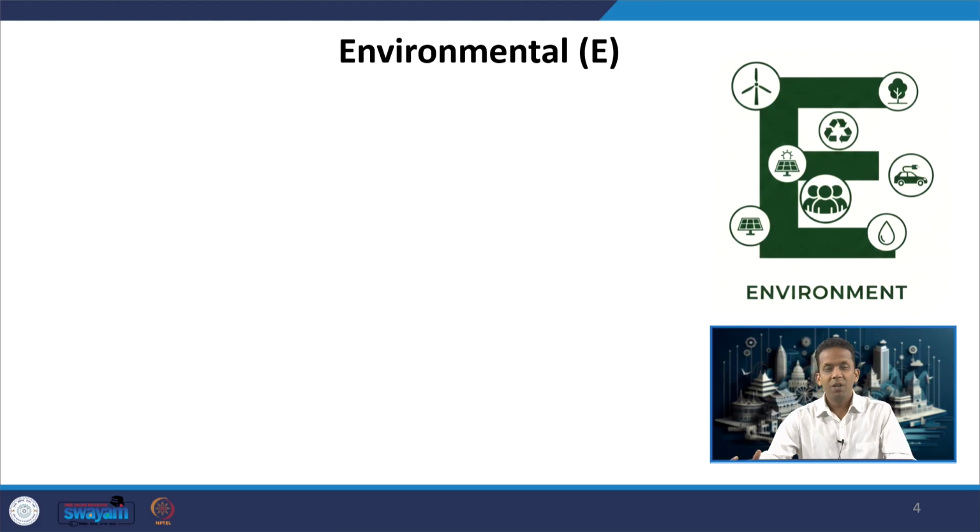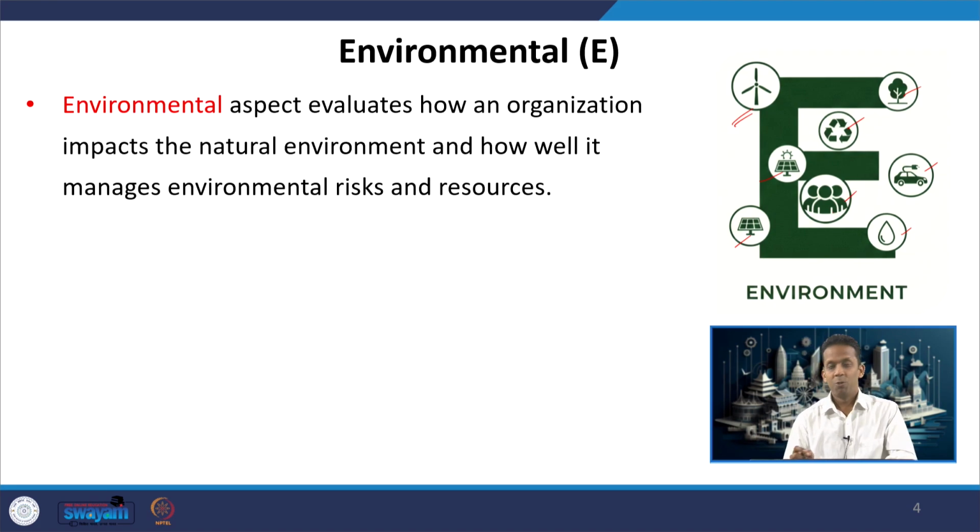So, the first pillar or aspect of ESG is E, environmental. You can see here pictures of renewable energy sources like wind, solar PV, then conservation of water, use of electric vehicles, plantation of trees, recycling. Okay. So, all these are aspects related to the environment, carpooling or public transport. The environmental aspect evaluates how an organization impacts the natural environment and how well it manages environmental risks and resources.